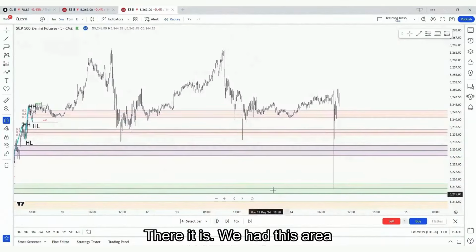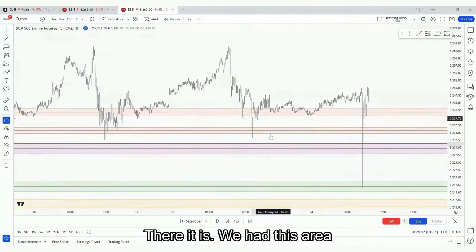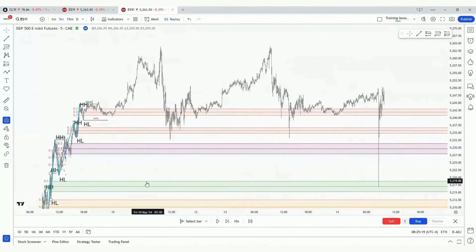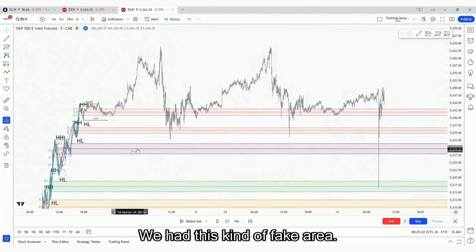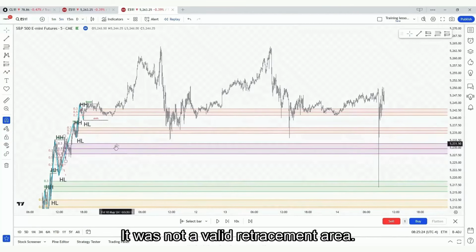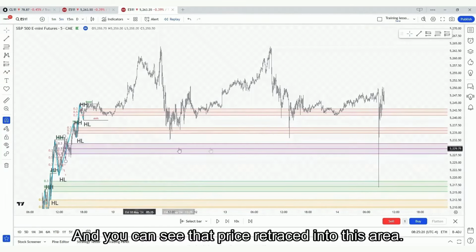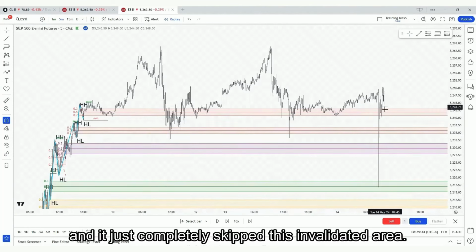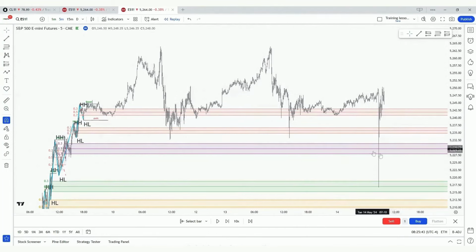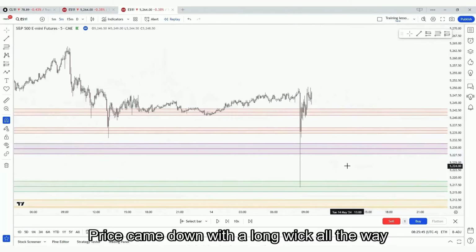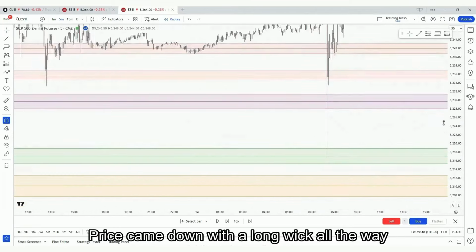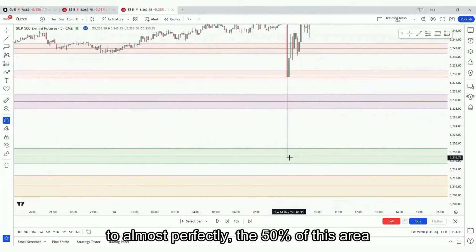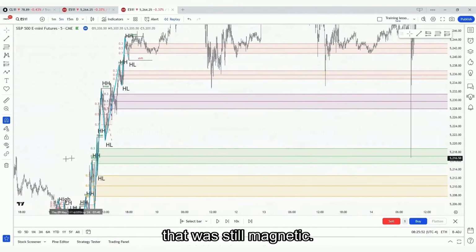There it is. We had this area that was still magnetic. We had this kind of fake area. It was not a valid retracement area. And you can see that price retraced into this area, price retraced into this area. Then it came down again and it just completely skipped this invalidated area. Price came down with a long wick all the way to almost perfectly the 50% of this area that was still magnetic.